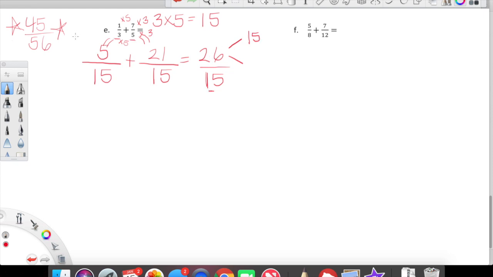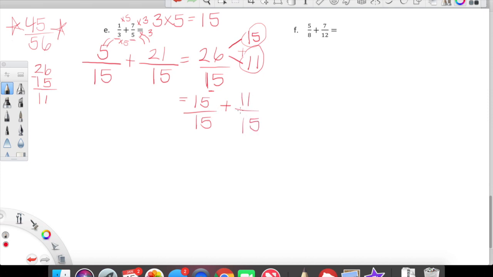If I take 15 away from 26, what do we have left? Ain't no shame in doing a little side subtraction. 11. So I can decompose 26 into 15 and 11, which means I can go ahead and rewrite 26/15 as 15/15 plus, then we have 11/15 left over.